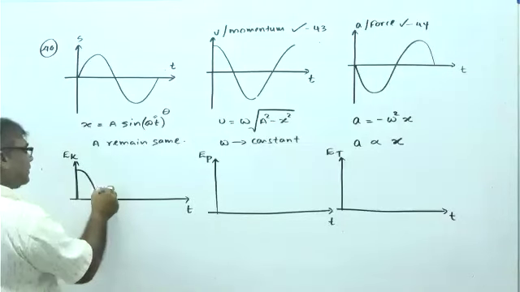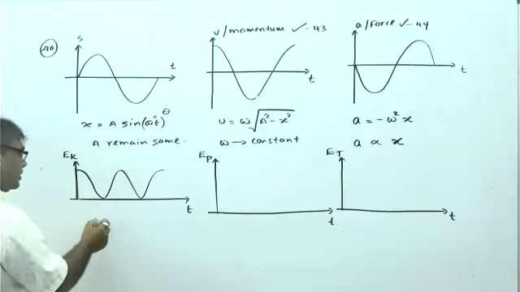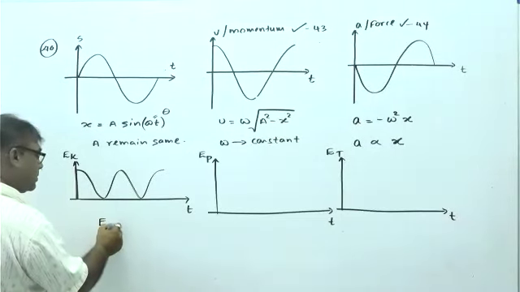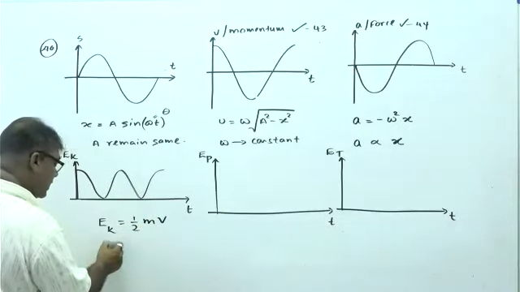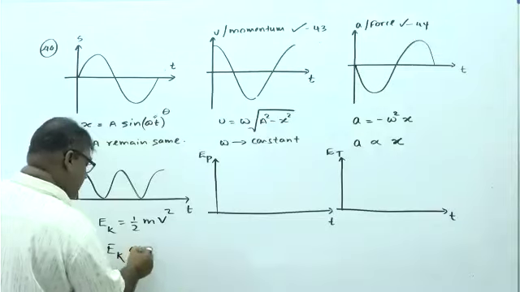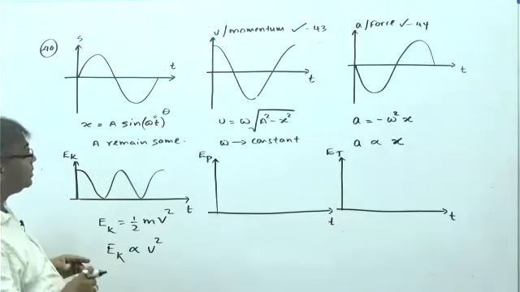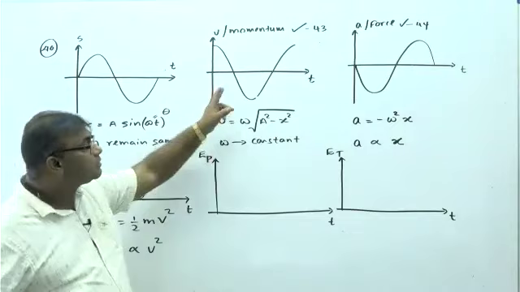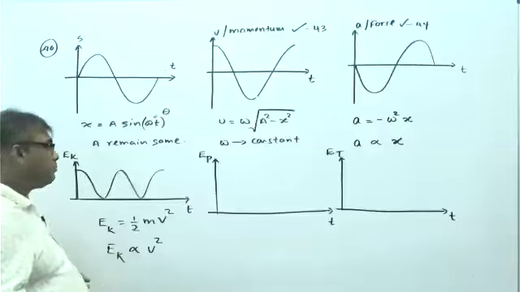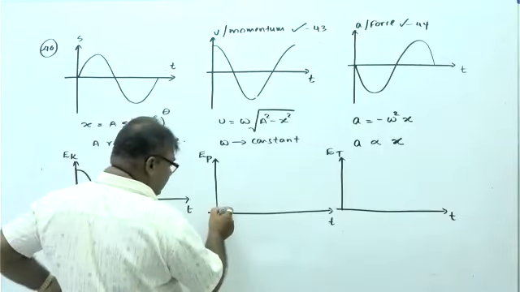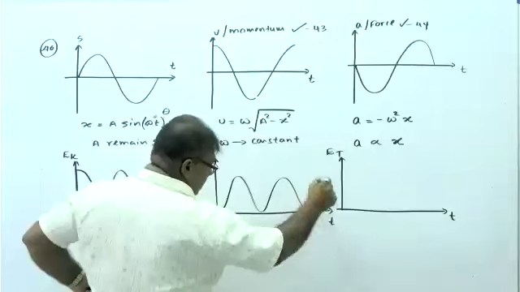Kinetic energy variation will be the same as the variation of velocity, isn't it? Kinetic energy is directly proportional to V squared. V is also a curved one, so V squared is definitely curved, like this. Potential energy at the center of oscillation is 0. The graph started like this.